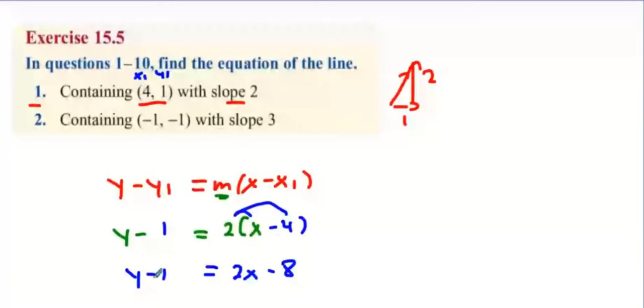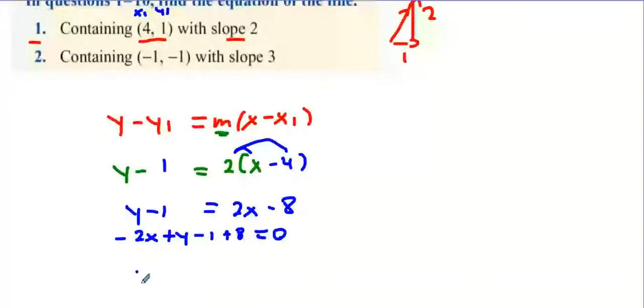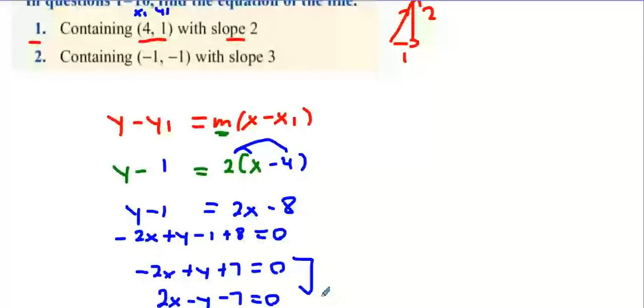Then we're going to move it all over to one side. So we're going to get minus 2x plus y. We're going to get minus 1, and we're going to move the 8 over to the other side, so it's going to be minus 1 plus 8 equals 0. Then we're going to get minus 2x plus y, and minus 1 plus 8 is plus 7. That's one answer. You can multiply both sides by minus 1 to get another acceptable answer. So for the last two lines, either answer is acceptable.